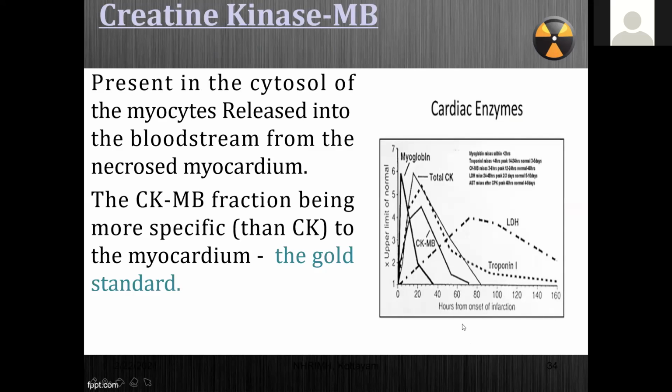It is elevated. The graph on the x-axis and y-axis depicts the hours from onset of infarction, whereas the line shows the upper limit of normal. Here CKMB, you see the straight line, hours means probably 2 to 3 days. Whereas troponin, total CK, and LDH last a bit longer. It is slowly elevated and slowly decreased. But sharply, the first elevating is myoglobin. So just remember this graph: myoglobin first, next total CK.